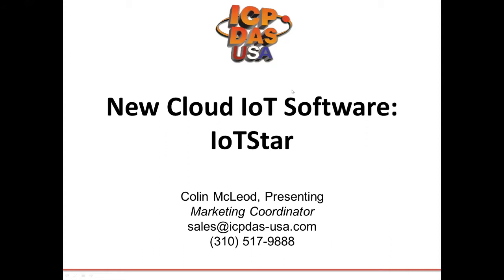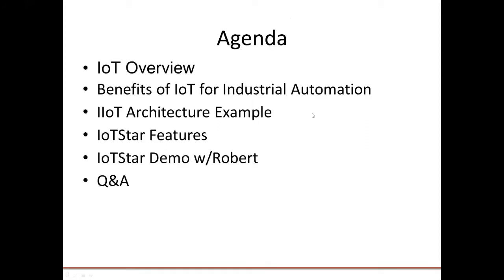Let's look at our agenda for today. I'm going to be giving you an overview of IoT and IIoT. Then we're going to talk about the benefits of IoT for industrial automation. We'll look at an example of IoT architecture. Then we'll talk about the benefits and features of our IoT Star software, followed by the main event, or what I consider the main event today, the live demo with our application engineer, Robert. He's going to be walking you through the features of the IoT software demo that we have set up at our factory. And then, as always, we'll close out the session with our Q&A.